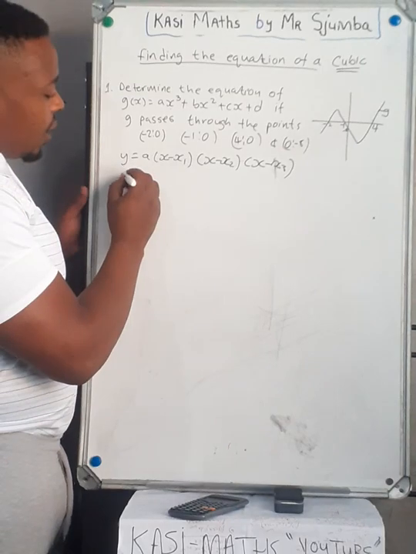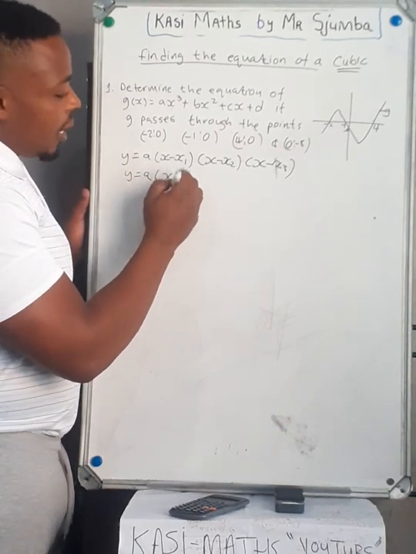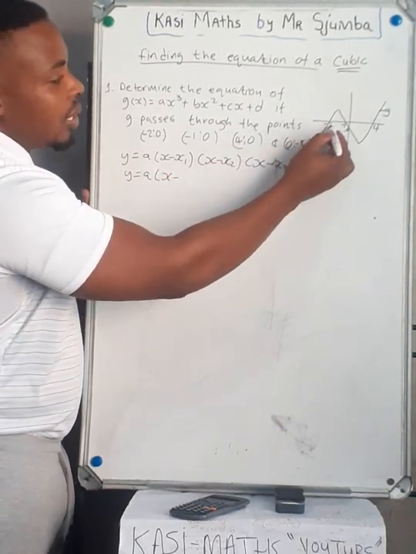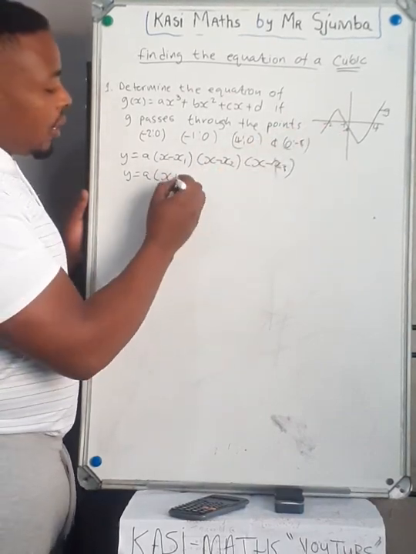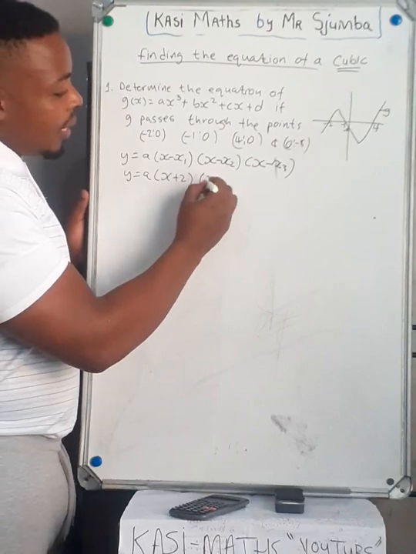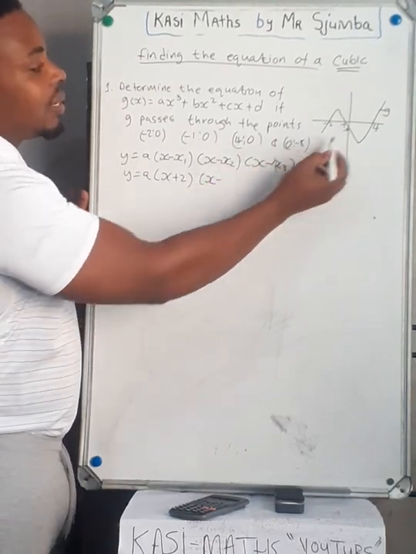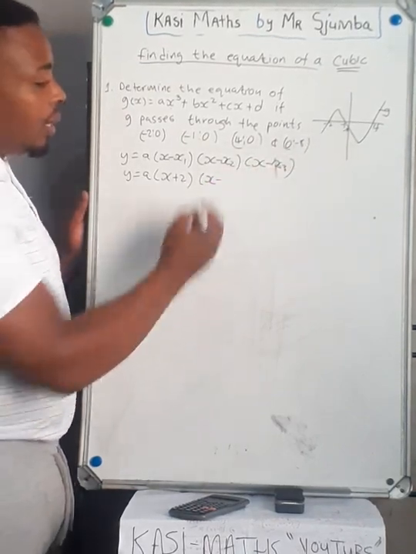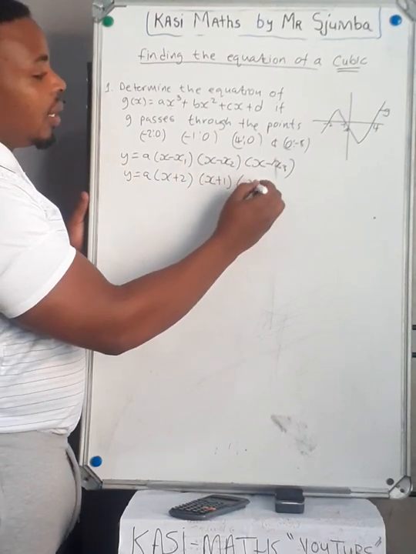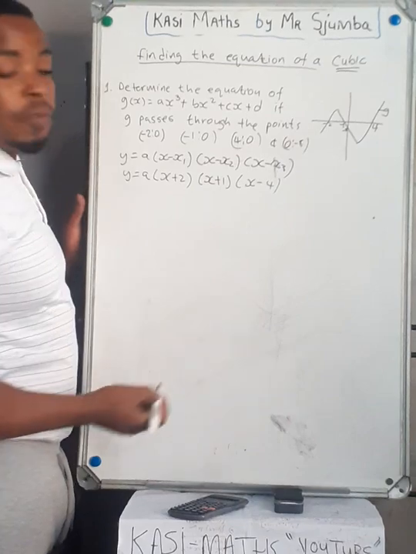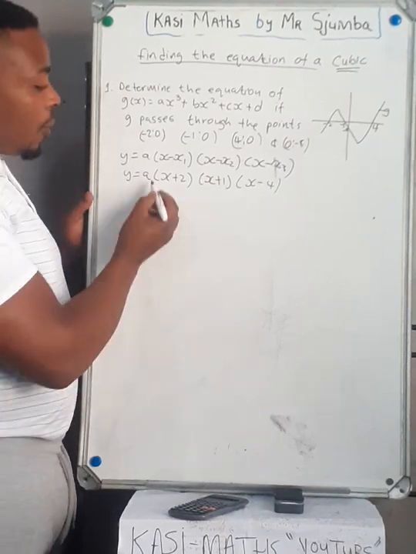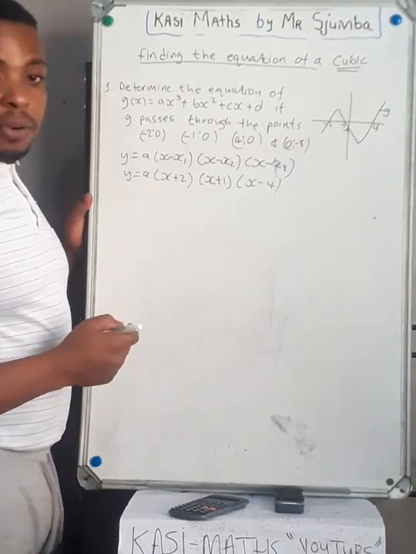Right. So now we substitute. In place of x1 we put -2, so it will be plus 2. And then in place of x2 we put -1, so it will be plus 1. And then in place of x3 we put 4. Our equation is almost complete, but we are missing the value of a.